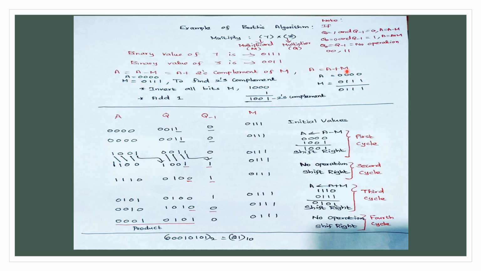Suppose A equal to A plus M, we simply perform the addition of the A value and the original value of M. If it is A equal to A minus M, we perform A plus 2's complement of M. A is equal to A plus M means we add the multiplicand value to the accumulator.